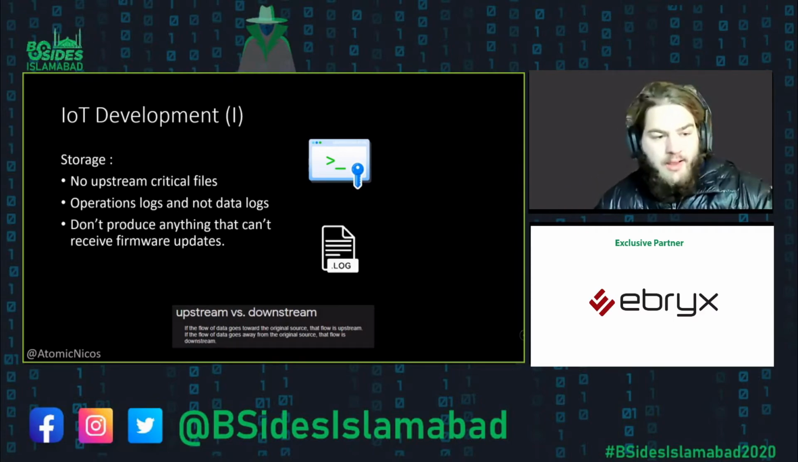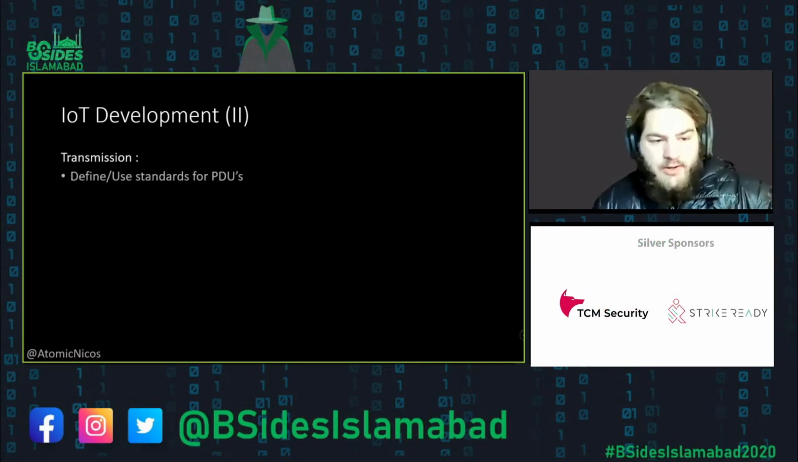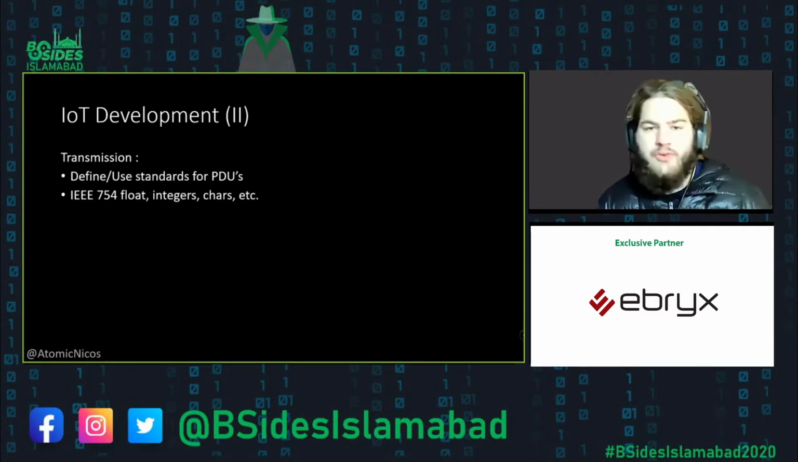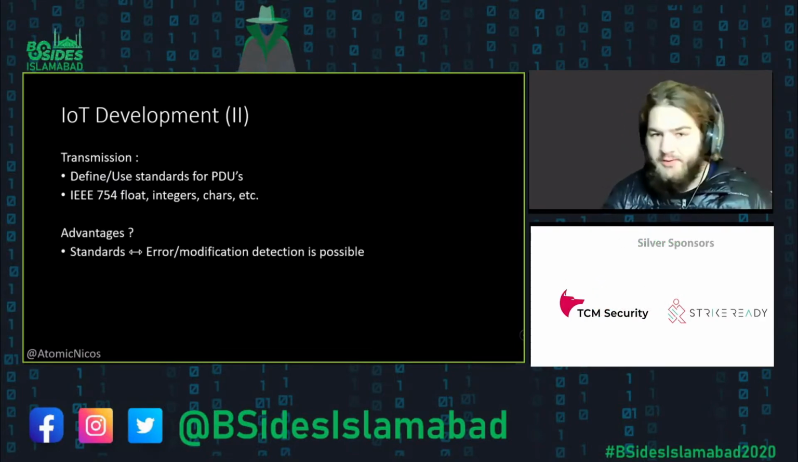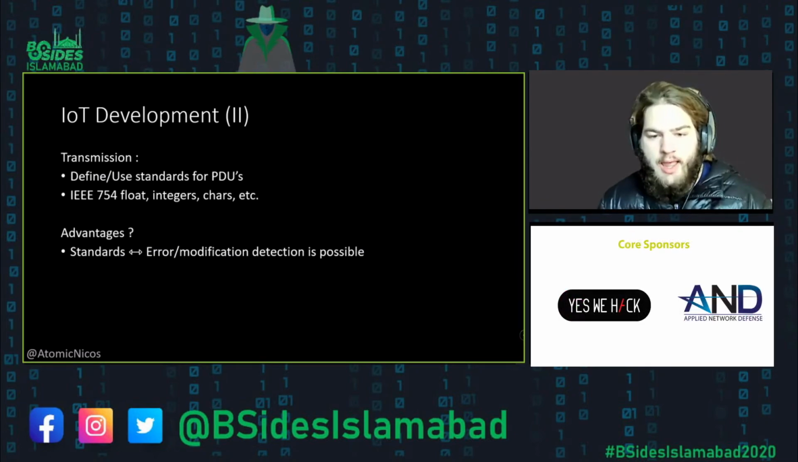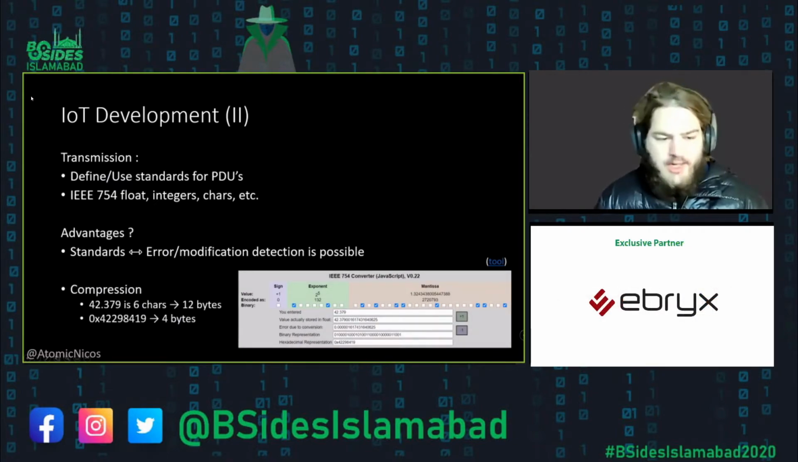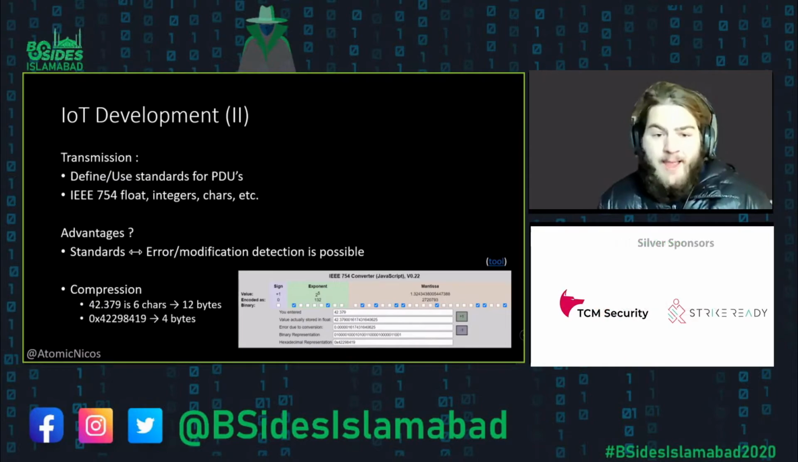So yeah. In terms of transmission, you can define and use standards for PDUs, protocol data units, what we talked about earlier. You can use standard representation for data, like the IEEE 754 representation for floating point numbers, the default binary representation for integers, characters, etc. What advantages do they have? Well, if you have a standard, you can most probably detect some form of error or modification. And it usually also compresses the data. Like floating point numbers are 6 characters, which is 12 bytes. The IEEE 754 representation is only 4 bytes, and that's smaller.